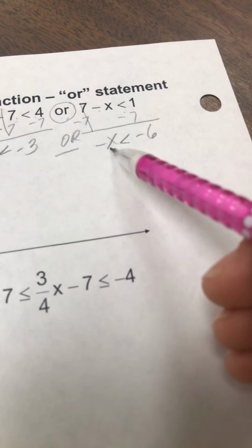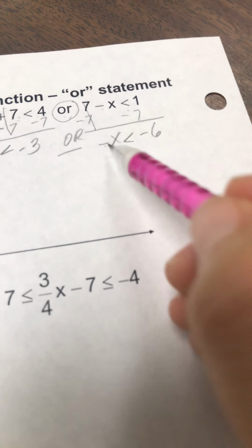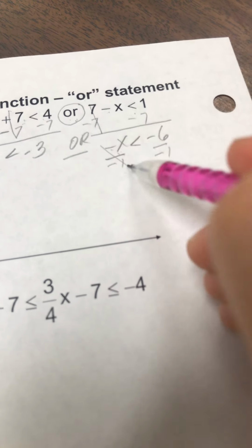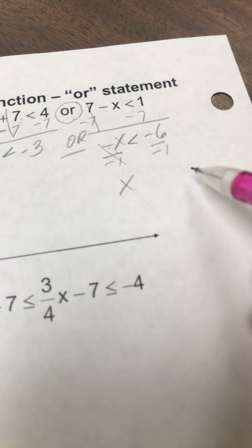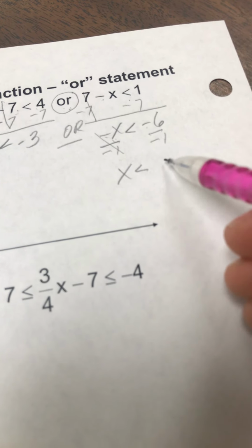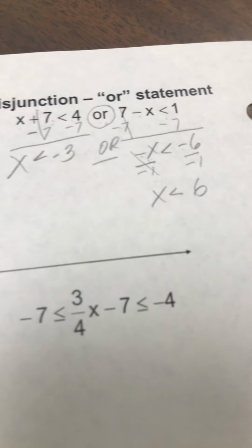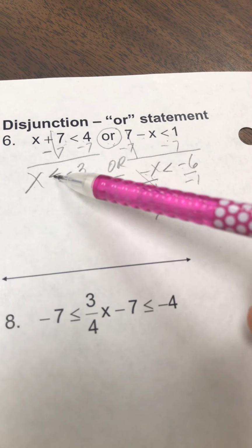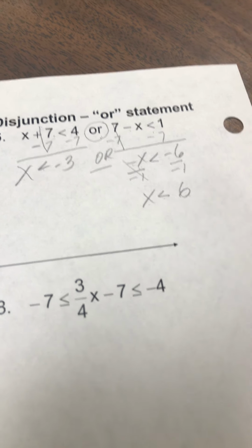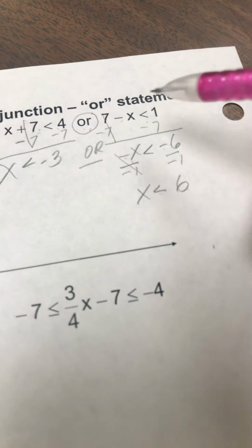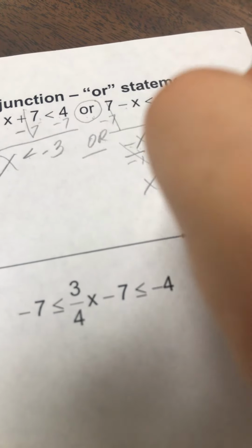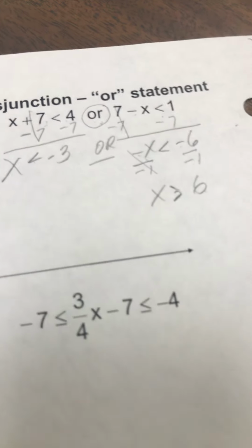Now we can't leave this as negative x. We've got to get rid of that negative sign. To do that, you need to divide by negative 1 on both sides. These negatives over here cancel out, and now you have x is less than negative 6 over negative 1, which is positive 6. So now we're left with x is less than negative 3 or x is less than 6. Oh, excuse me, where we divided by this negative 1, we should have flipped this sign. So that becomes x is greater than 6.